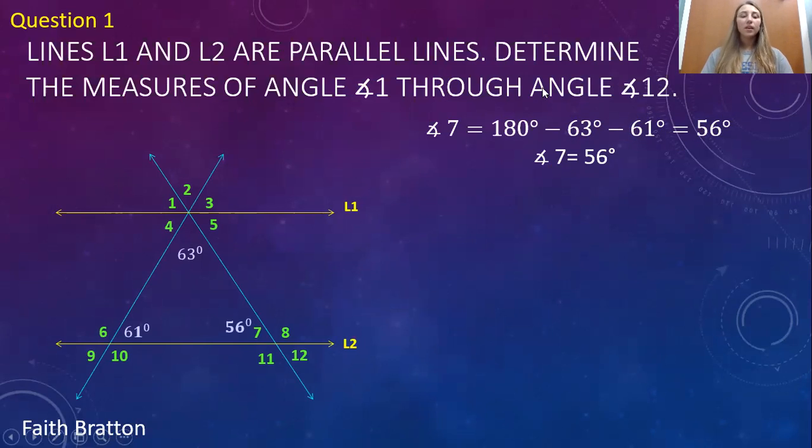Next we need to start with angle 1. We see angle 1 is right here. Notice that angle 7, shown as 56, and angle 1 are corresponding angles. Corresponding angles are always equal. So since we know that angle 7 is 56 and they're corresponding, angle 1 will also be 56.